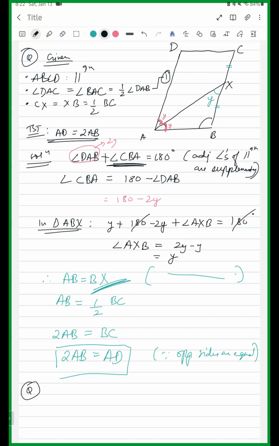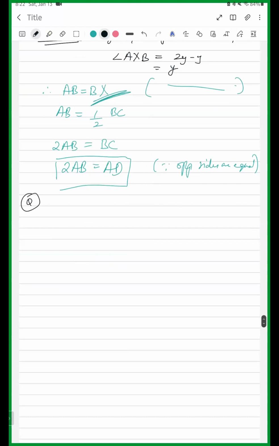Question number... Okay, let's do this. P and Q are points of trisection of the diagonal BD of a parallelogram ABCD. So there is a parallelogram ABCD.